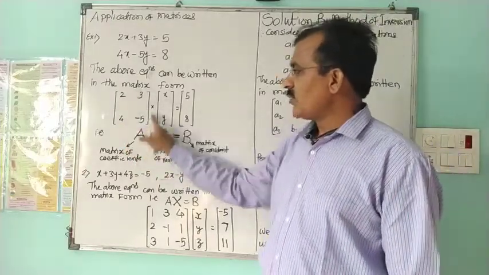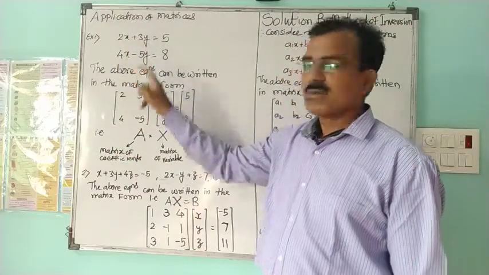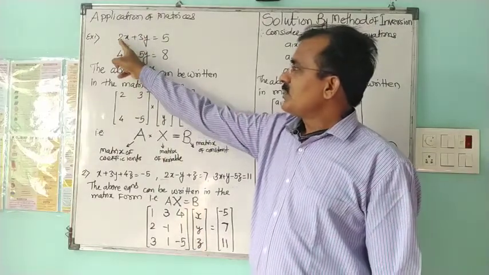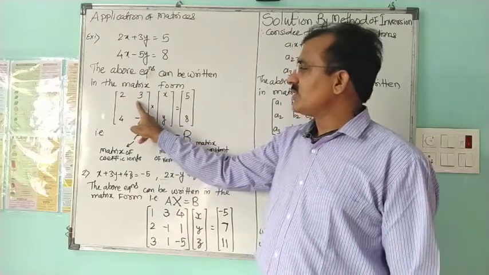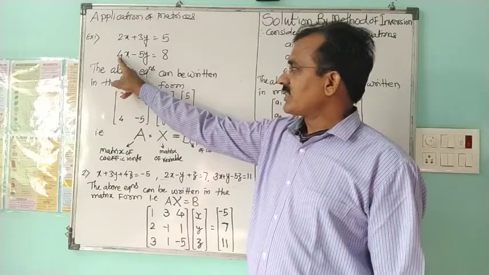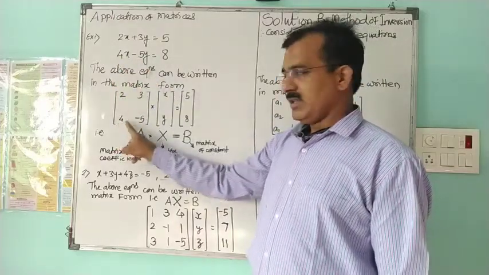A is formed by using the coefficients of x and y from the equations. So from the first equation, the coefficients of x and y are 2 and 3, so they will form the first row of this matrix, and the coefficients of x and y from the second equation, 4 and minus 5, will be in the second row.